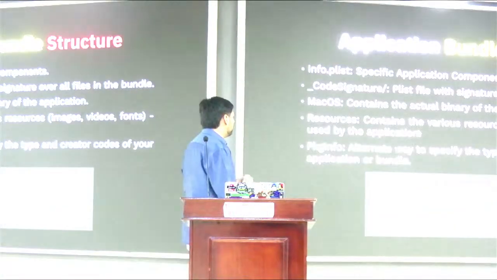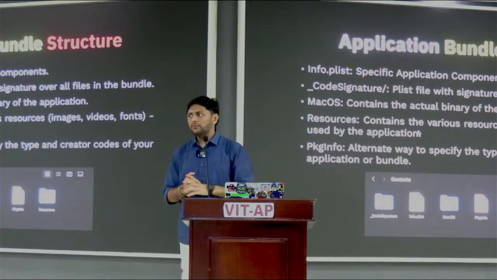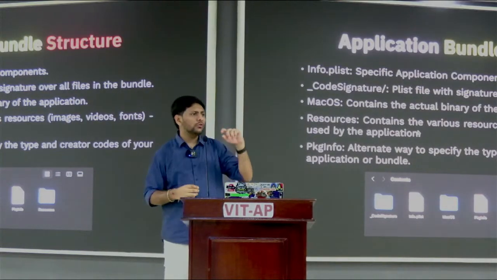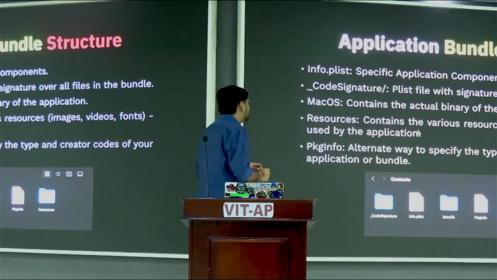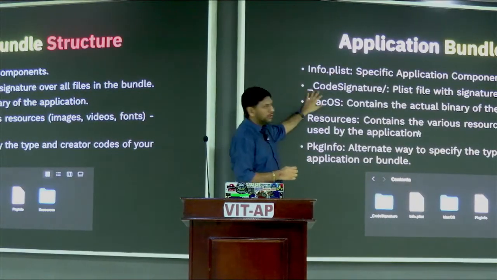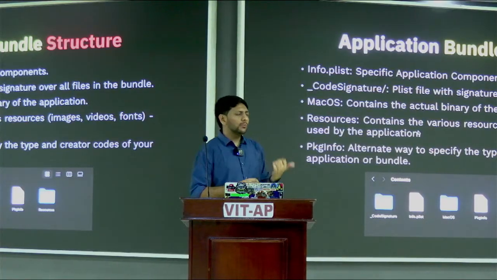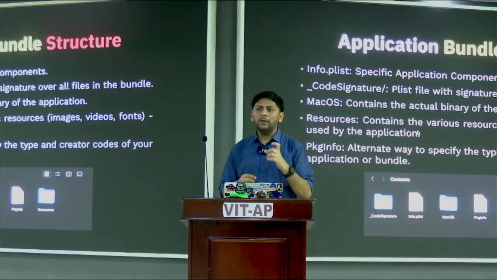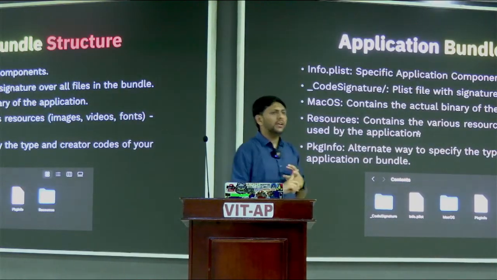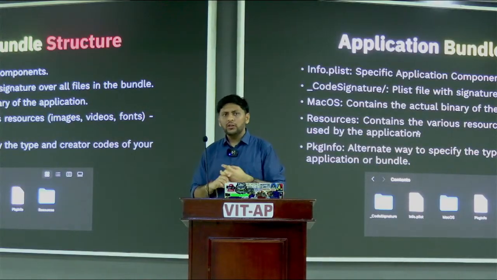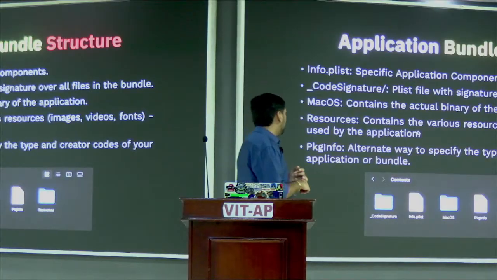Let's have a small recap of the application bundle file structure. Whenever you decompile a DMG file, you get certain types of folders. One is the info.plist, which, similar to the iOS one, lists all of the permissions. You have hard-coded API keys listed there.